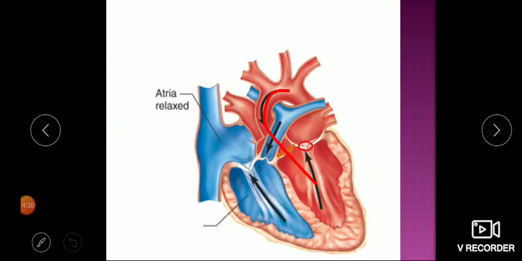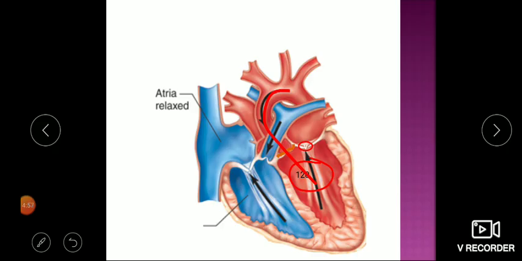Now start the second event, that is relaxation. Once atrial systole is over and ventricular systole is over, the ventricles start to relax. Now see what will happen. At the end of ventricular systole, the pressure inside the ventricle is 120 millimeters of mercury. That is the peak pressure in systole, which we commonly know from measuring blood pressure. Normal blood pressure is 120 millimeters of mercury.